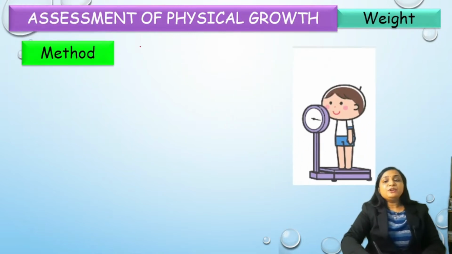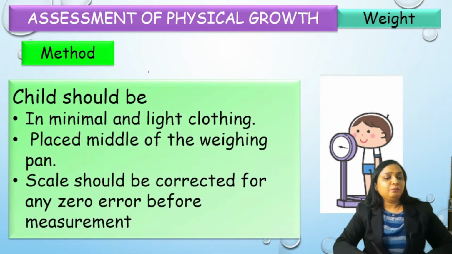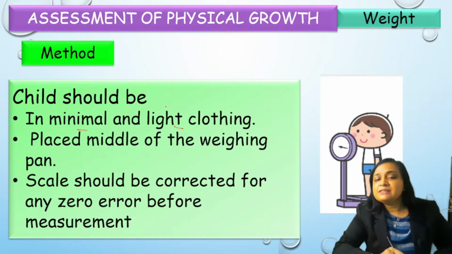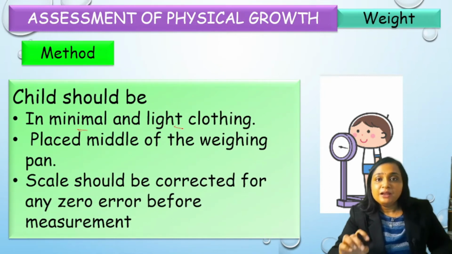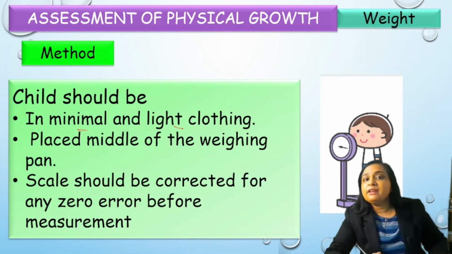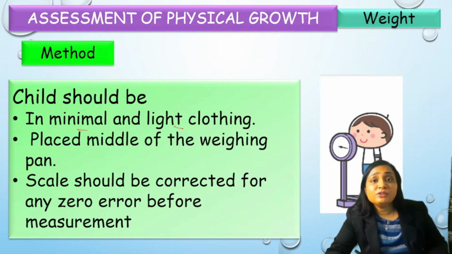So how are we going to measure the weight of the child? A very important thing: the child should wear minimal and light clothing. For example, if you weigh the child one day with jeans on, and the next day in a normal pair of clothes, what will happen? Today the weight will be more and the next day it will be less, and it will give you a false impression that the child has lost this much weight.